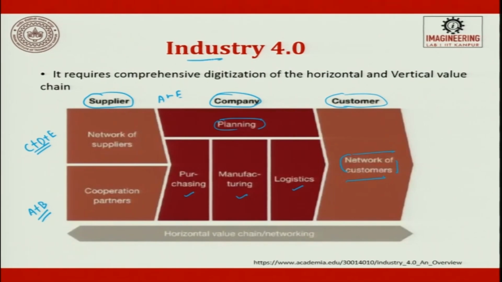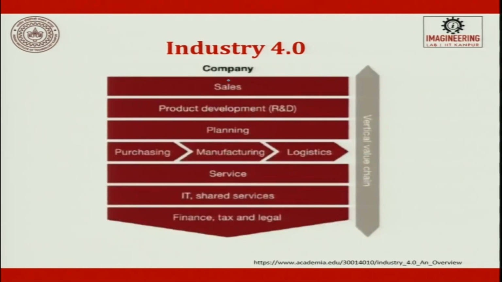So, these are the vertical components and this is the horizontal component which is getting done, which is all getting integrated because of digitization. So, in the vertical value chain you can see sales, then you can see R&D happening, planning, purchasing, manufacturing, logistics, all these things come together, servicing, IT shared services, finance, tax and legal, all these things are the vertical value chain which are all seamlessly having digital information crisscrossing amongst them to meet the customer requirement.